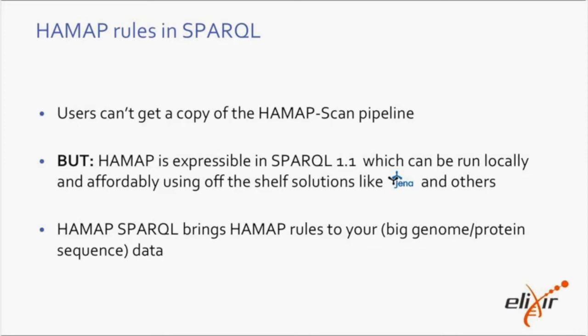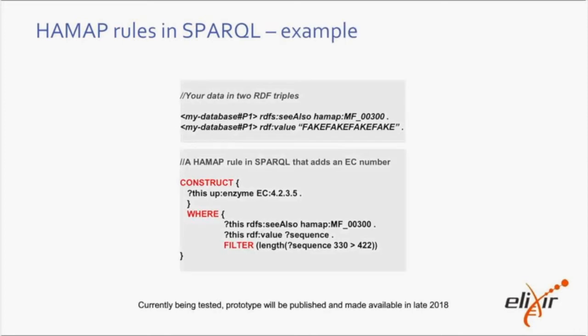One of the things we looked at in this implementation study is how to translate the logic of HAMAP, where the rules have their own extremely complex format, into something generic, so into SPARQL queries, which can then be run locally by third parties using off-the-shelf software, like Jena, and there are many others. So the idea really is to make it easier to use HAMAP outside of our own infrastructure, so people can use the rules to annotate their own genome and proteome sequence data.